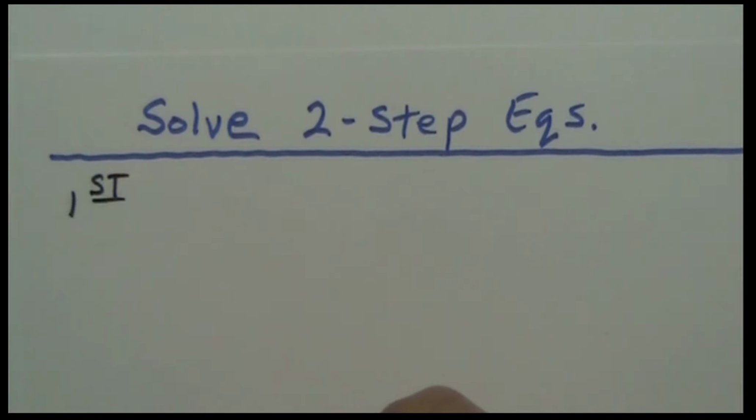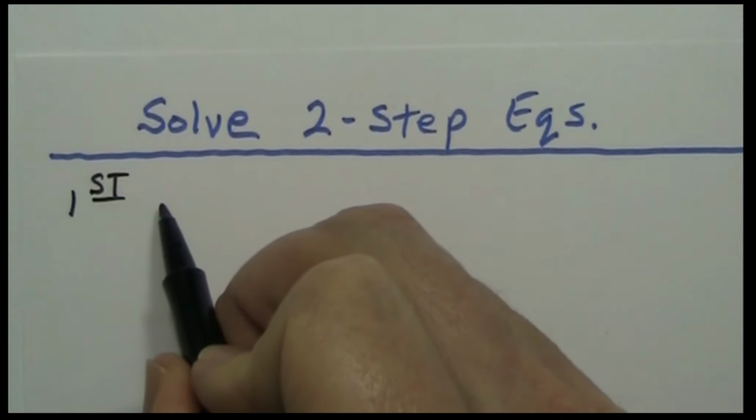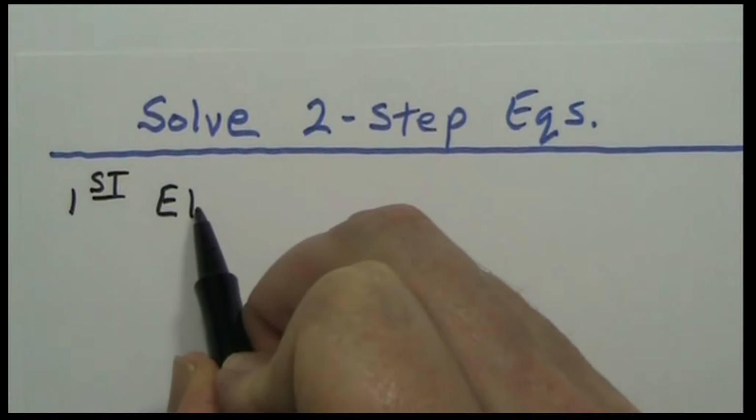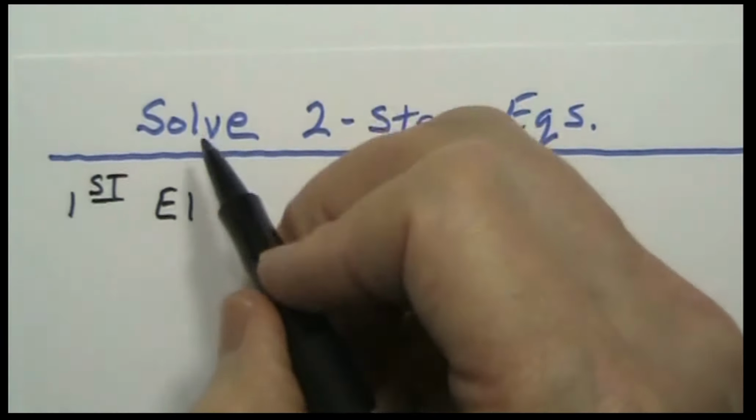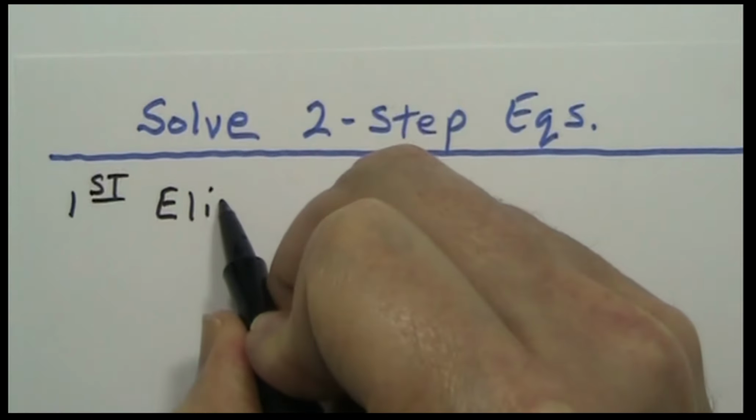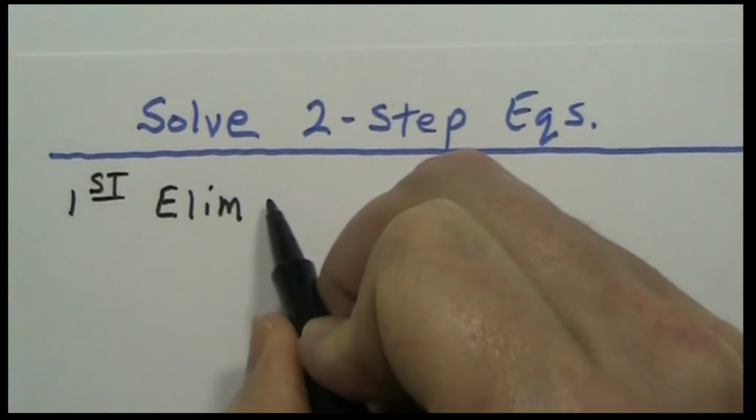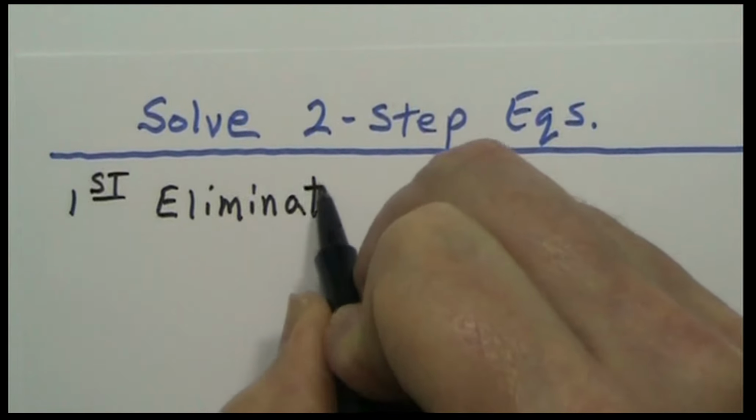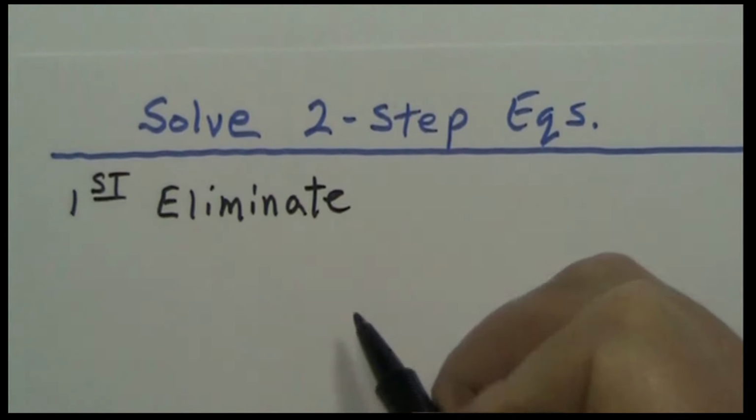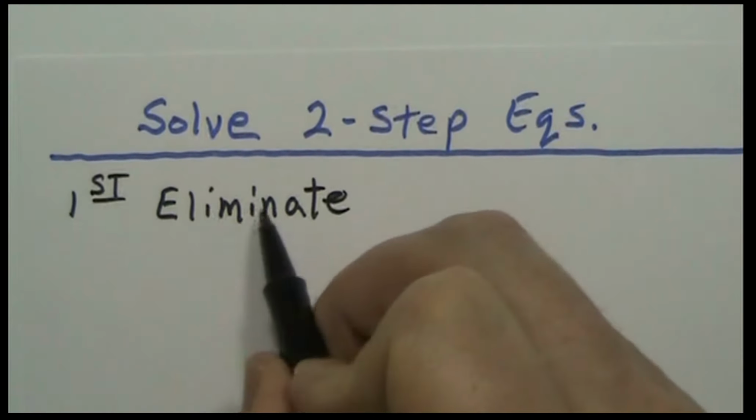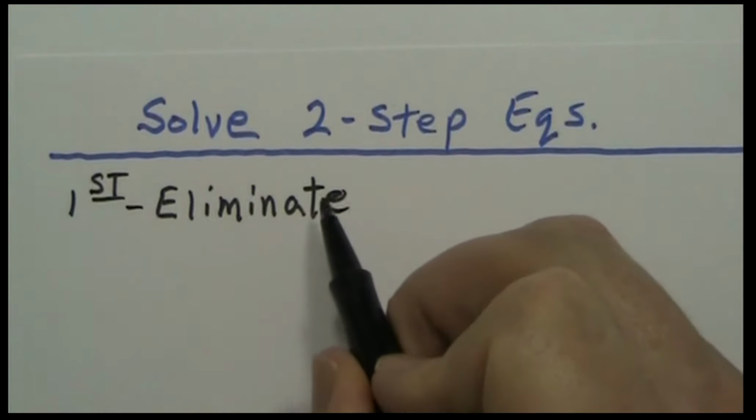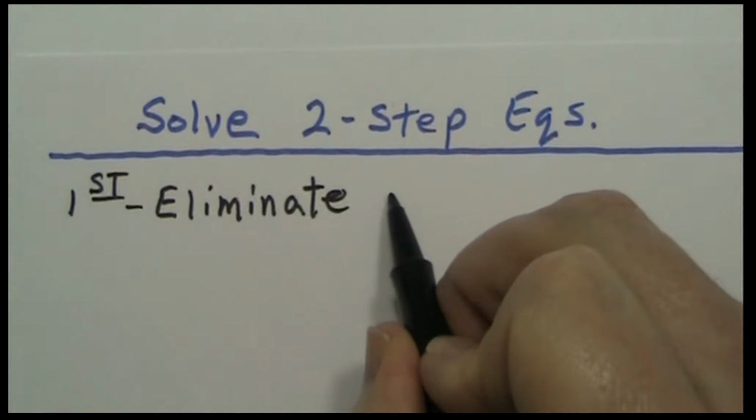Our first step, right? The first thing you need to do is to eliminate, get rid of. Let me spell this for you correctly. It's E-L-I-M-I-N-A-T-E. Eliminate. That means to get rid of. First thing you need to do is to eliminate the constant.